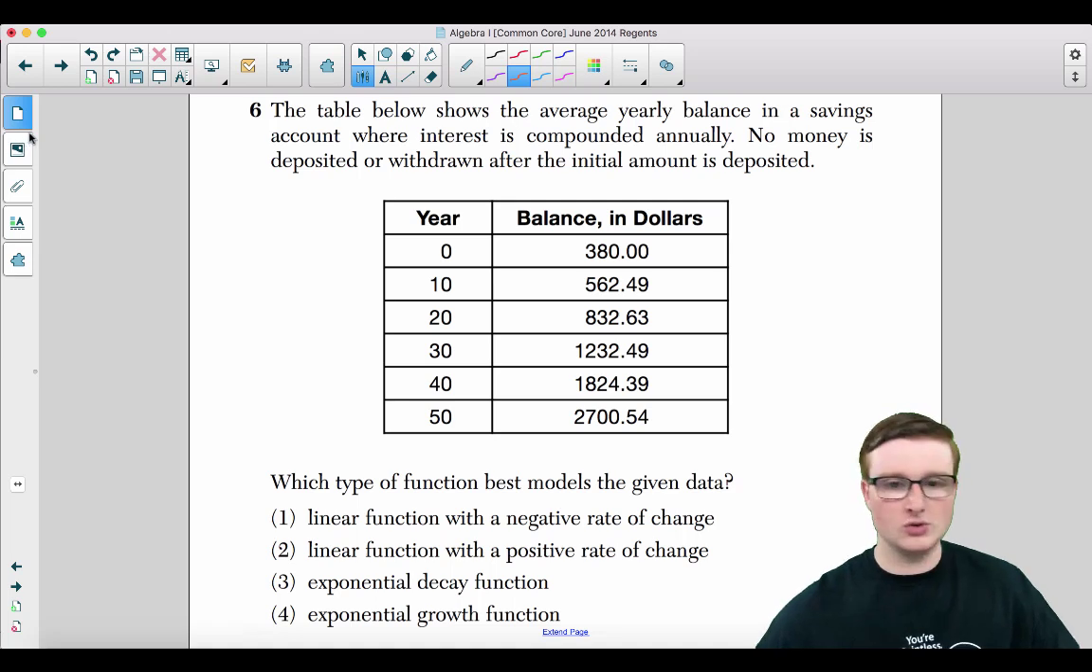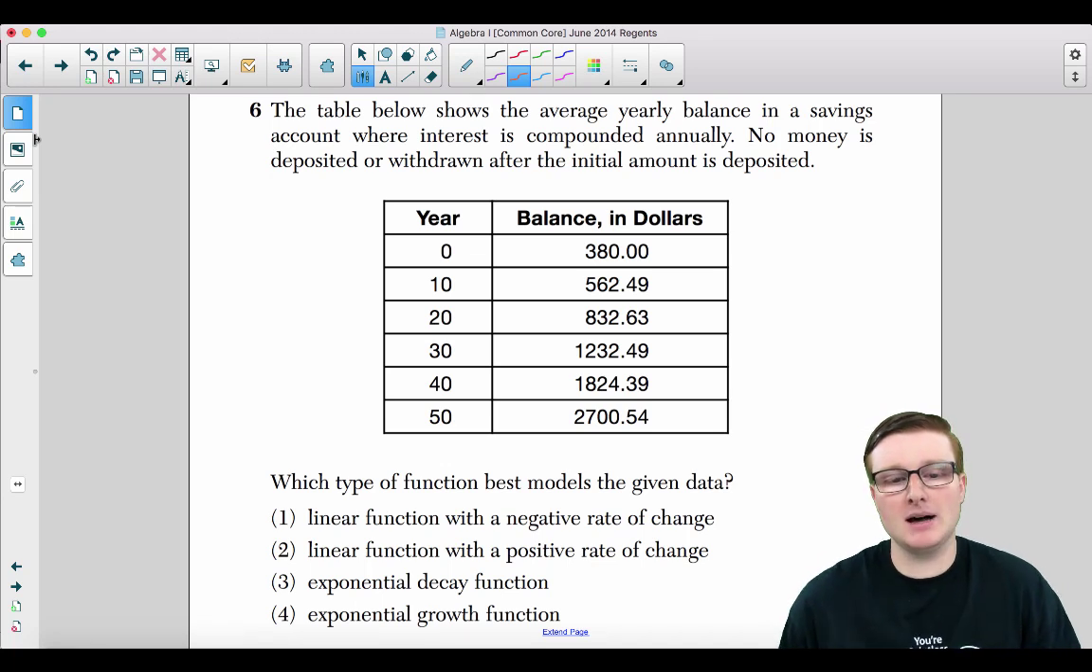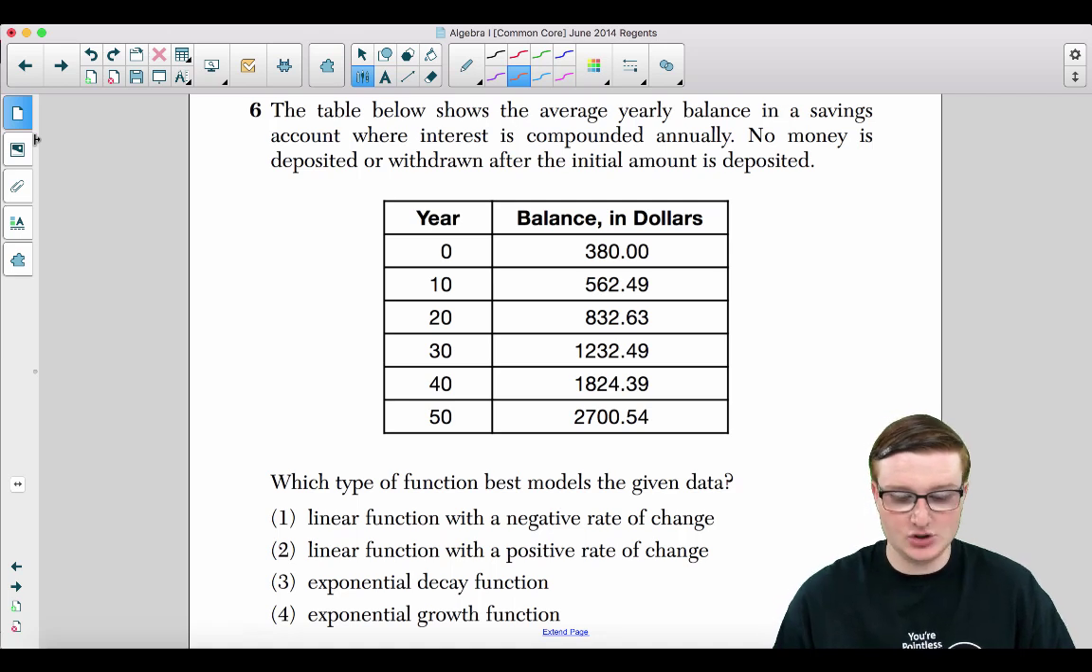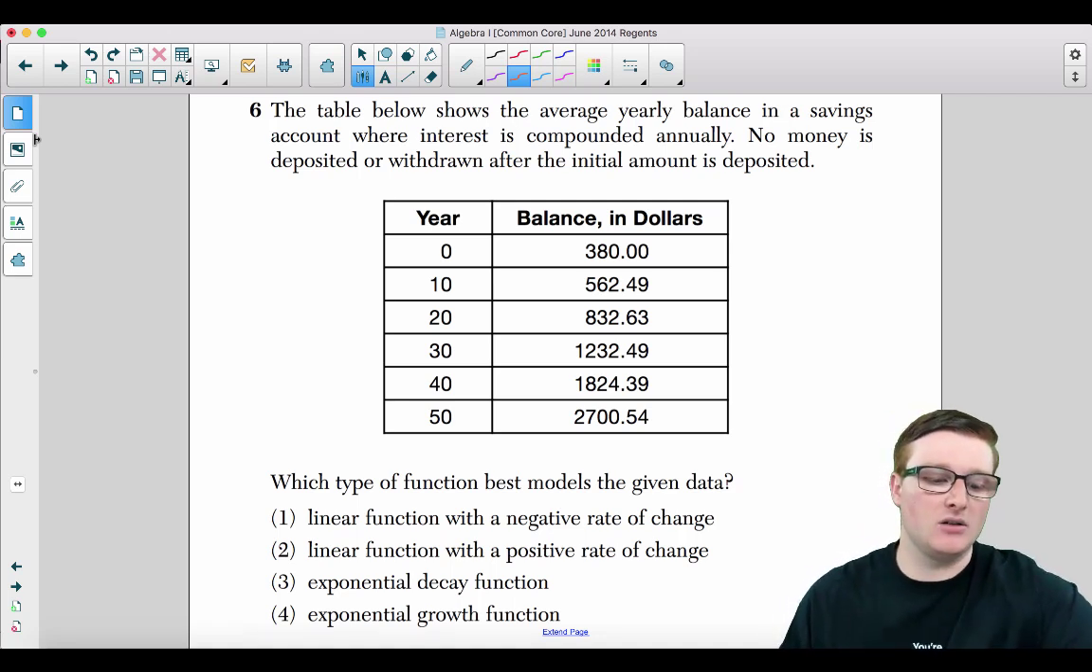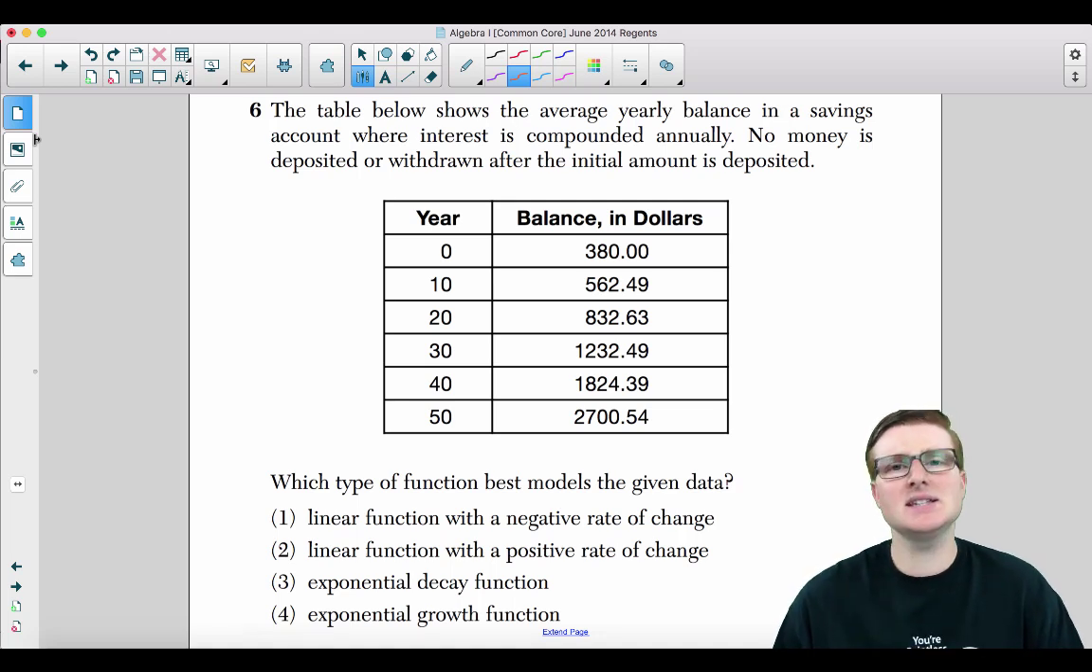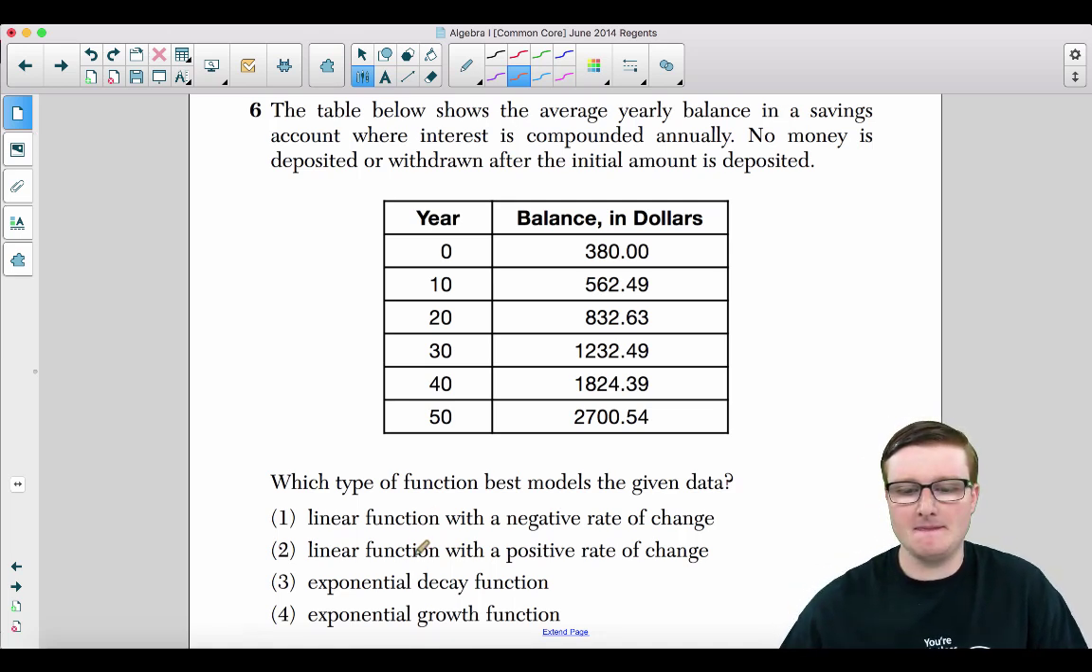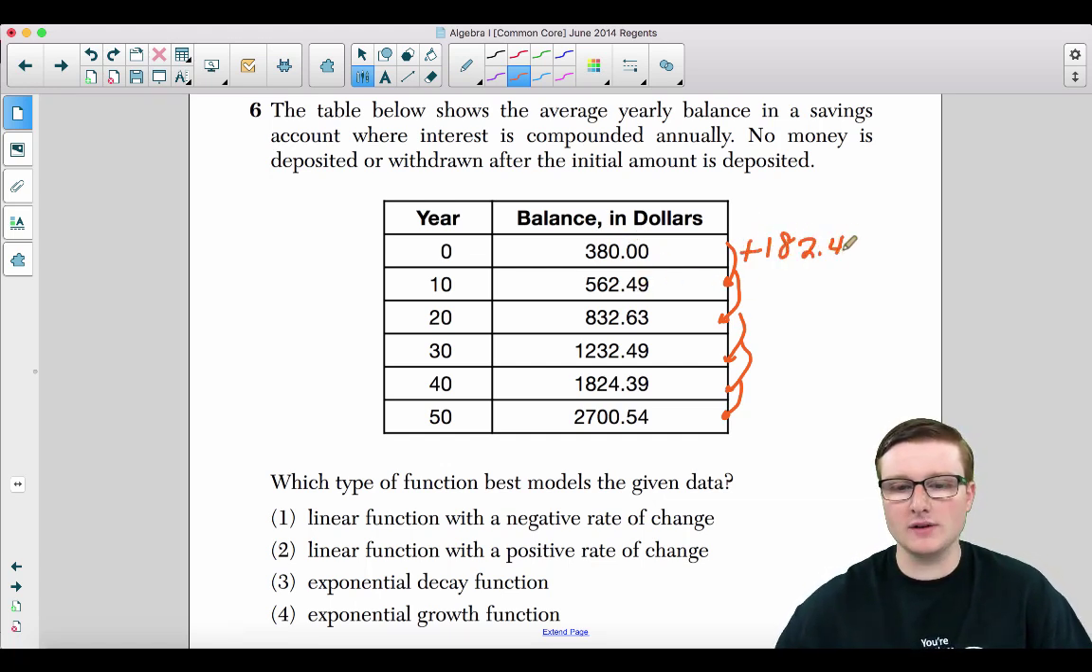The table below shows the average yearly balance in a savings account where interest is compounded annually. No money is deposited or withdrawn after the initial amount is deposited. Which type of function best models the given data? So we need to figure out, is this a constant rate of change? Well, if we go from each number to each number, look at from 380 to 562.49. You're adding by $182.49. Now, if you go from the 10th year to the 20th year, you're adding by $270.14.